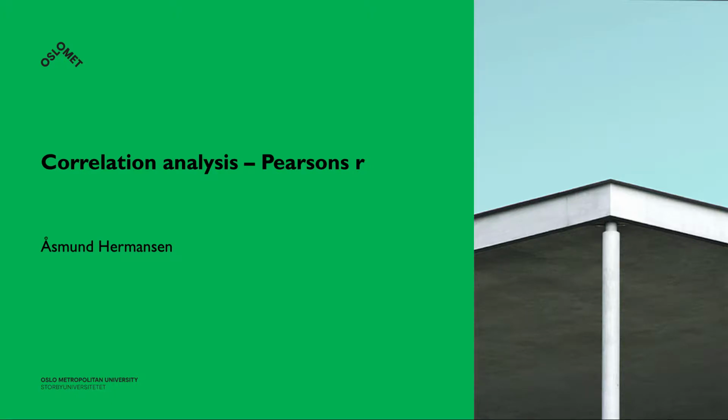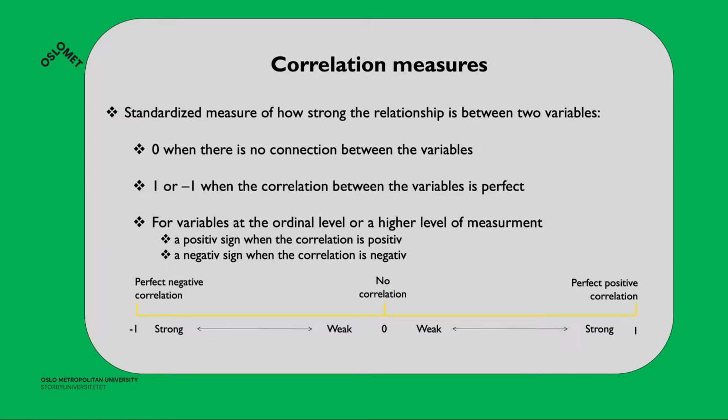Welcome to this e-lecture, which will be about correlation analysis and the most used correlation measure, Pearson's R. But what are correlation measures? Well, they are standardized measures of how strong the relationship is between two variables. And they are zero when there is no connection between the variables, and 1 or minus 1 when the correlation between the variables is perfect.